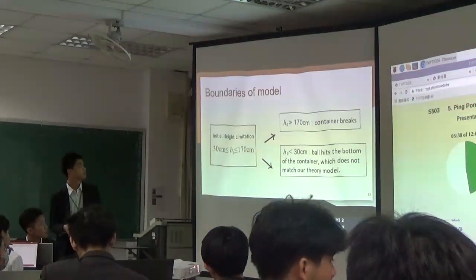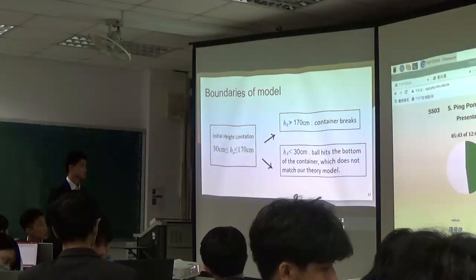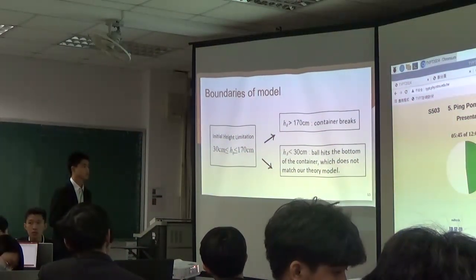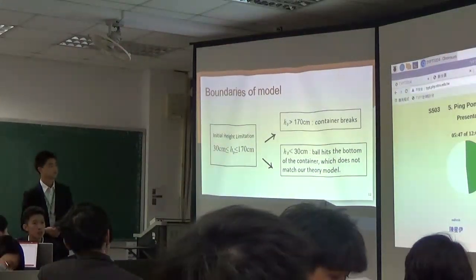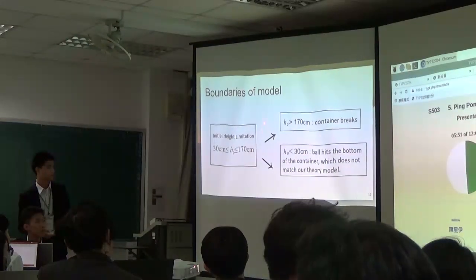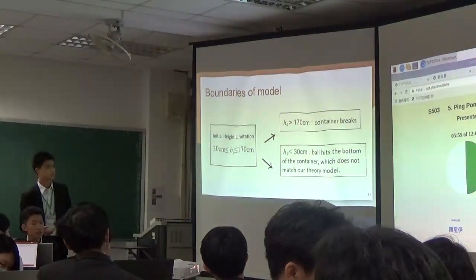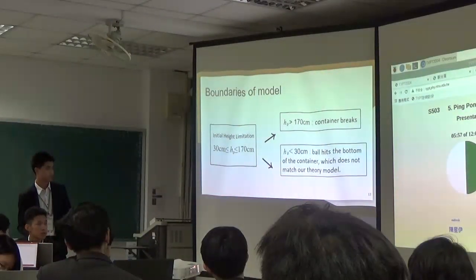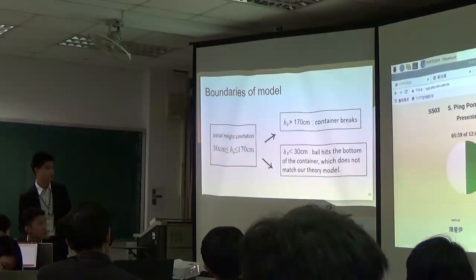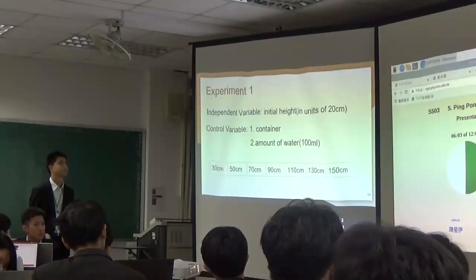Next, the boundaries of the model are the initial height limitation, which is from 30 centimeters to 170 centimeters. We can't keep doing it above 170 centimeters because the container breaks, and we can't do it below 30 centimeters because the ball hits the bottom of the container, which doesn't actually match up to our model.